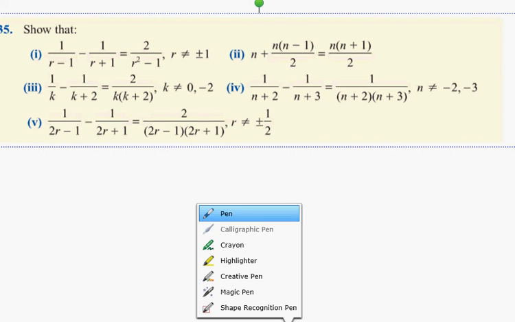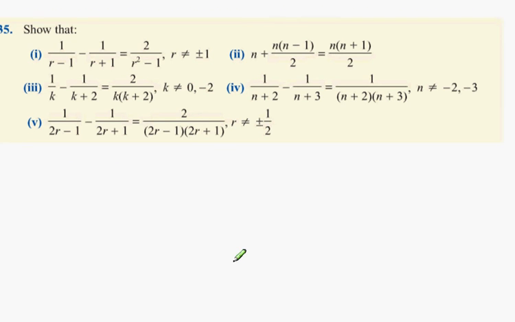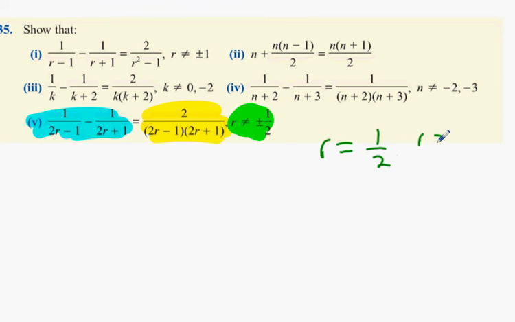So I'm asked to show that the left side is the same as the right side. Some people get very confused about this little part at the end. Now believe it or not, this part actually does nothing. All it states is that R is not allowed to be a half, or R is not allowed to be minus a half. It's not allowed to be those two values.